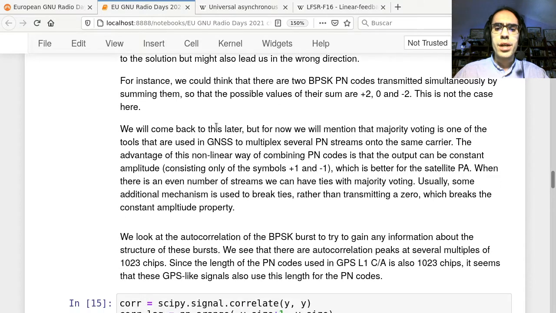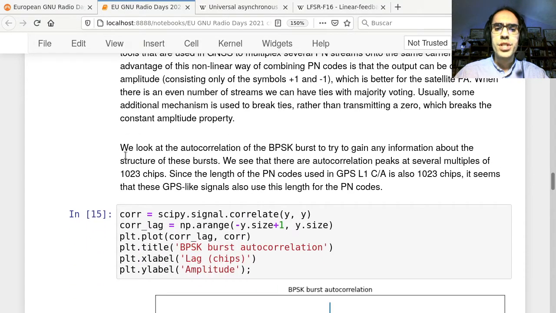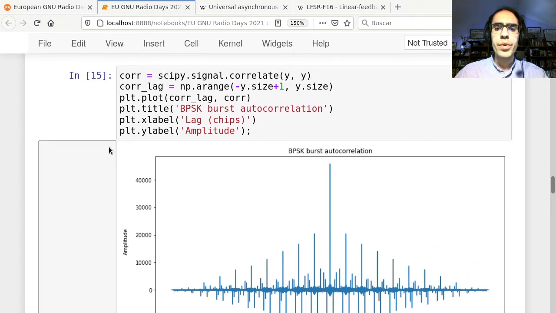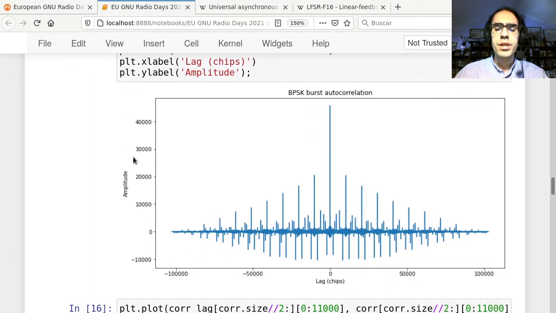Something else which I usually do with a symbol stream is to find the autocorrelation. With the autocorrelation, we can start seeing patterns in the data. If there are headers or repeated structures, these will typically show up in the autocorrelation. So if we compute and plot the autocorrelation of this BPSK stream, we can see that we have many peaks. These peaks correspond to repeating patterns in the data. So this can actually help us gain more information about the signal.